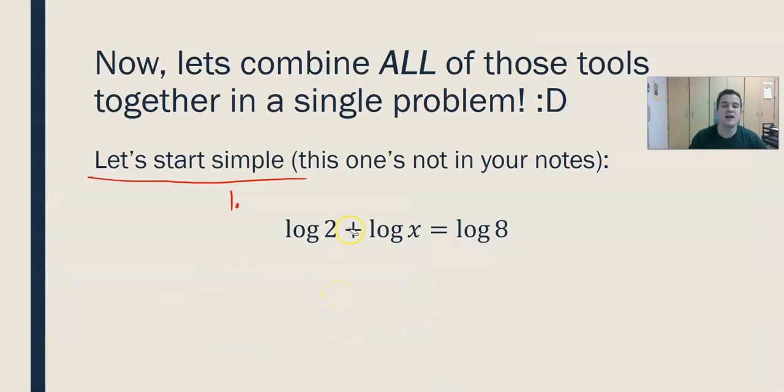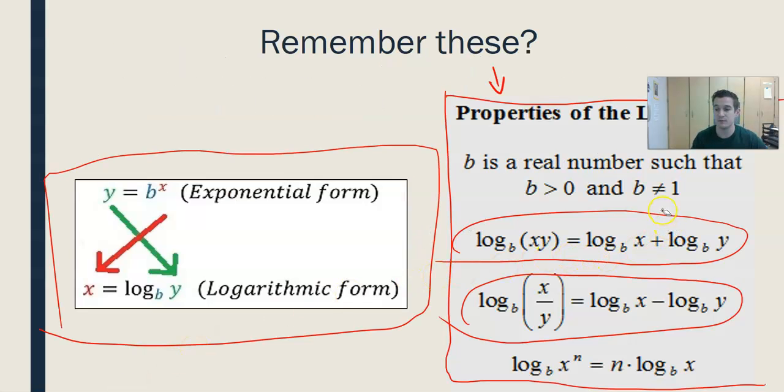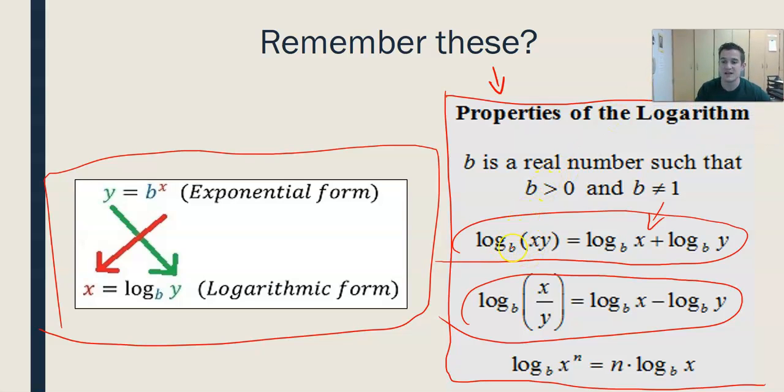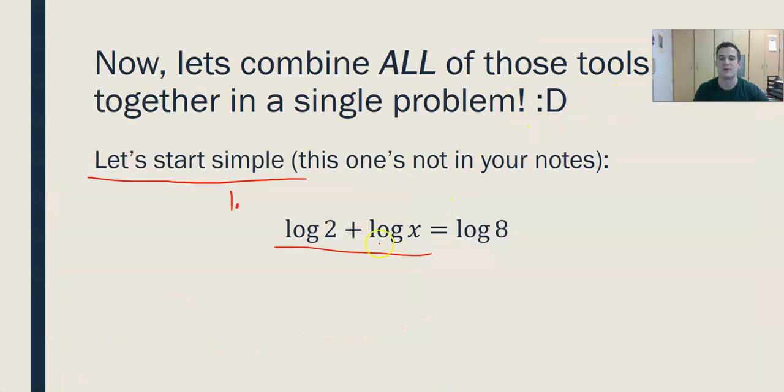But what do I know about when I have 2 logs that are added together? I can use this product property of logarithms to condense that logarithm into one single logarithmic expression. So log of 2 plus log of x is really log of 2x. So log of 2x is equal to log of 8.